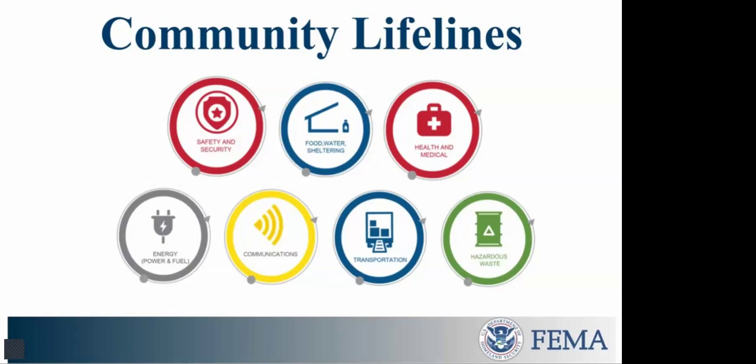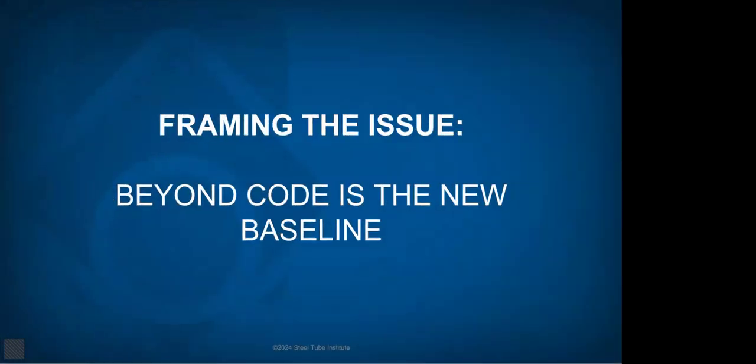Let's frame the issue out a little bit. Let's talk about building beyond code and why that's becoming the new baseline. With each iteration of the IBC and its eventual adoption over time by state and local agencies, it will incrementally move us towards increased resilience of buildings themselves. Waiting, though, on these slow processes on a 3-year cycle just isn't sufficient to impact resilience of our communities and even some of the sustainability strategies we're trying to embrace as we move forward.